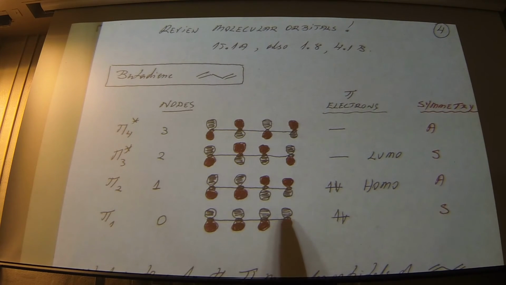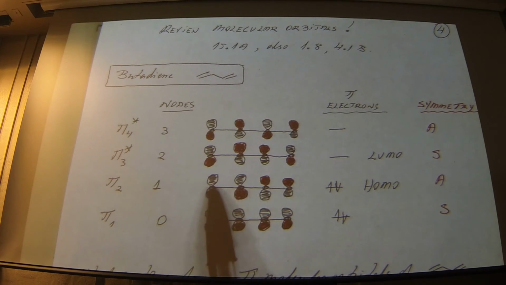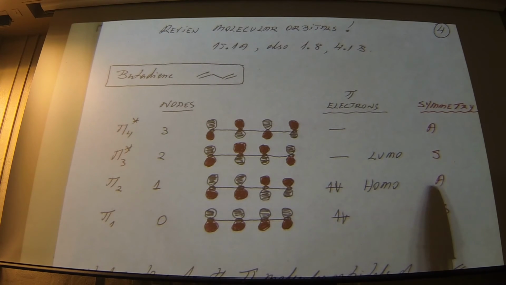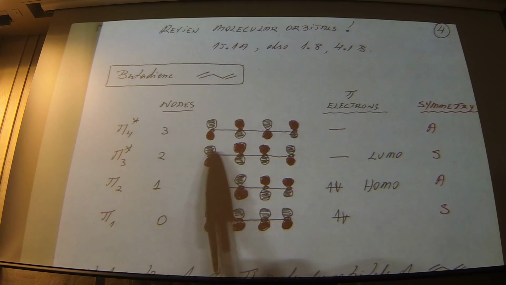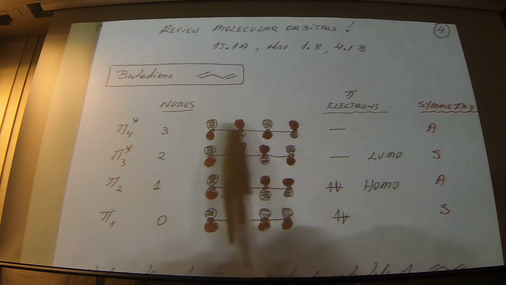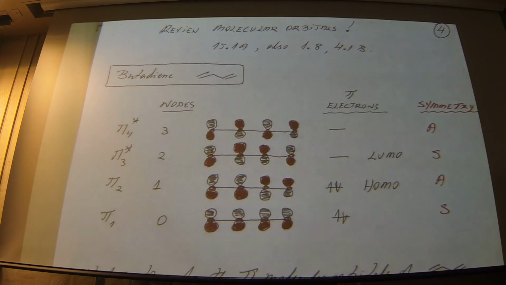Now, the symmetry is determined by the end carbons. Okay, what happens at the end? So this is symmetrical, because you'll notice that whatever I have here looks the same there. But you'll notice that the symmetry here and there is opposite, so this is anti-symmetrical. And when you go to pi 3 star, this looks the same as that, that's symmetrical, and these are opposite, and that's anti-symmetrical.